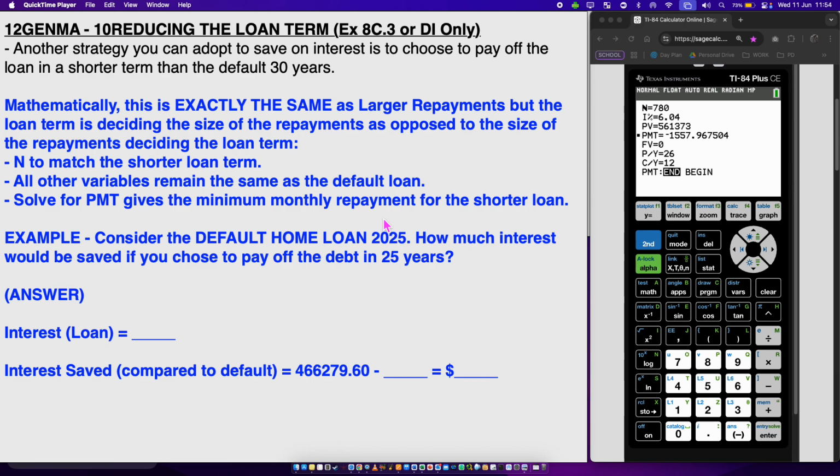What you have is basically if you wanted to speed run a home loan. By default, home loans are 30 years. But you can choose, if you're rich enough, to tell the bank, you know what, I'll pay it off in 20 or 25 years.